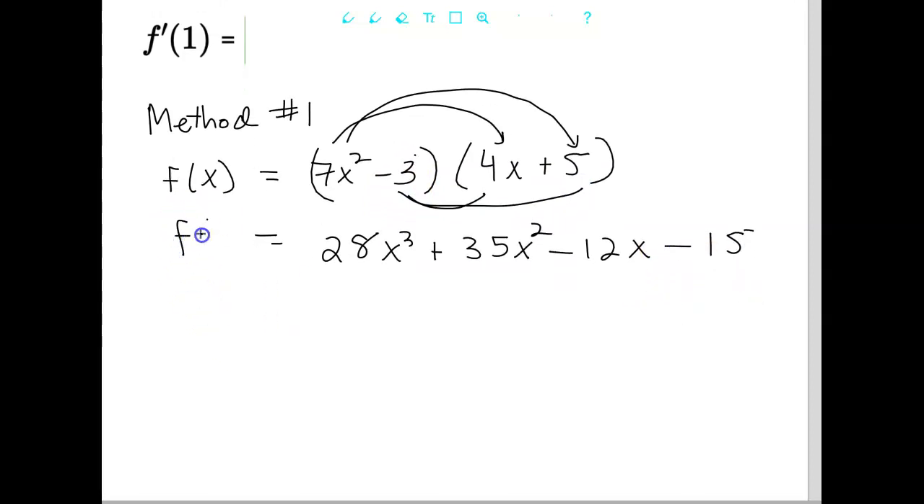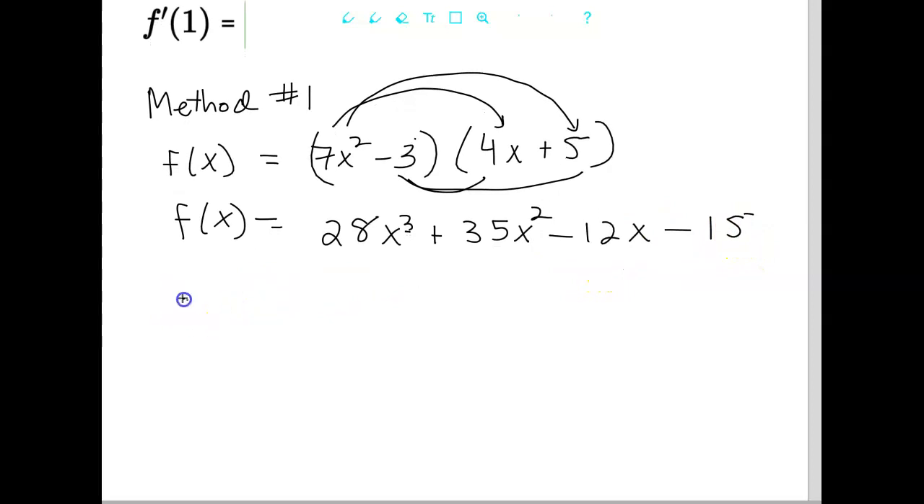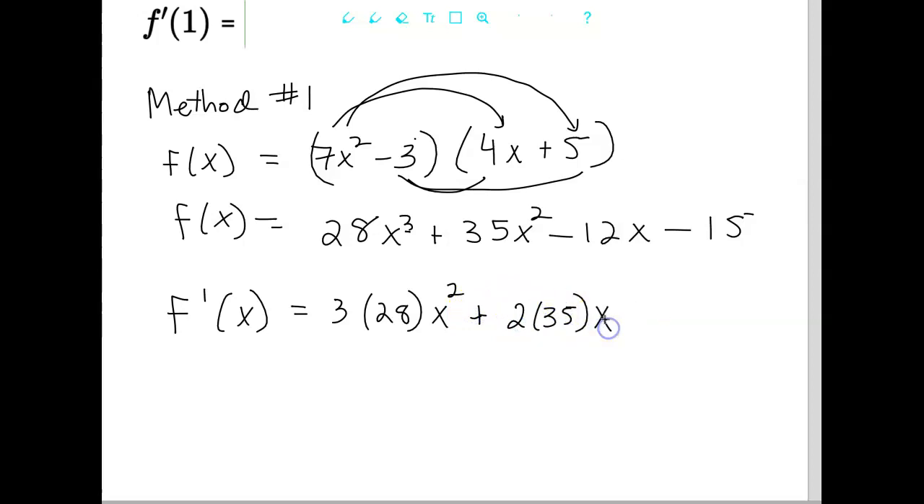So now I have that the function is equal to this longer polynomial, and now I can apply the power rule to each of these terms, right? So now I would say that f prime is going to be 3 times 28x squared plus 2 times 35x minus 12, because the derivative of x to the first power is just the coefficient, and the derivative of a constant is 0, so we don't need that term.